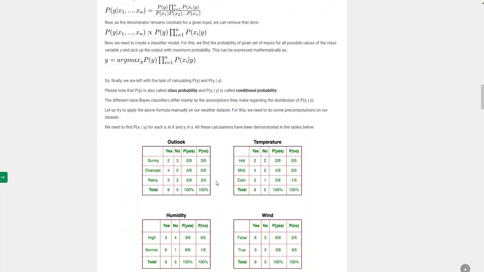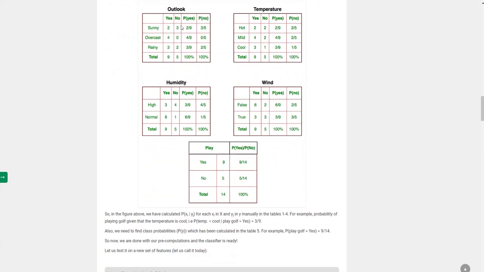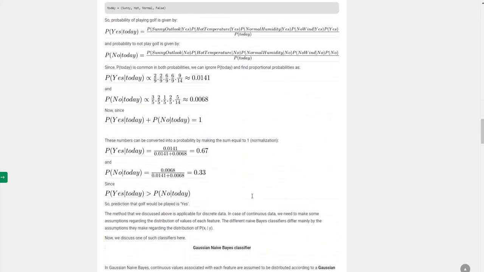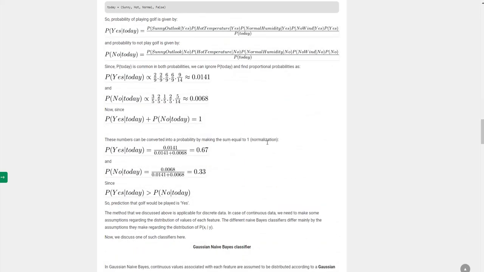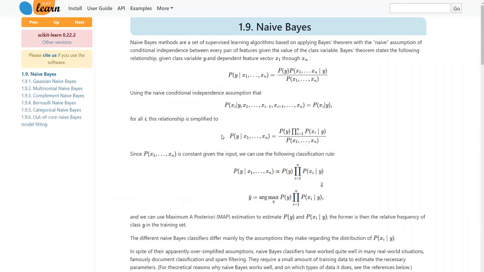Now again they made some tables. These tables, the frequency table and likelihood table together, I have shown you, and they did some calculations and classified a future test data set. All right, why Gaussian Naive Bayes? Let me show another thing.